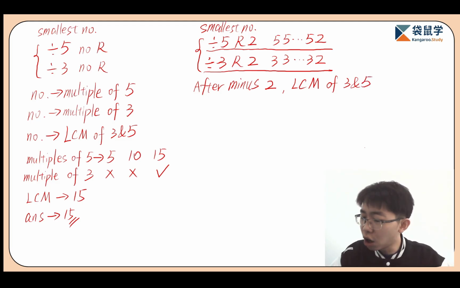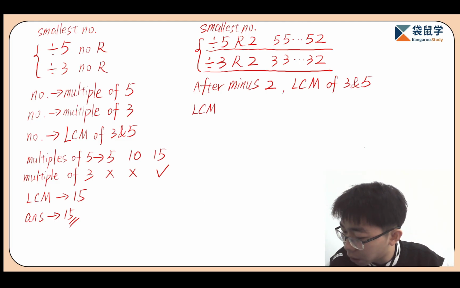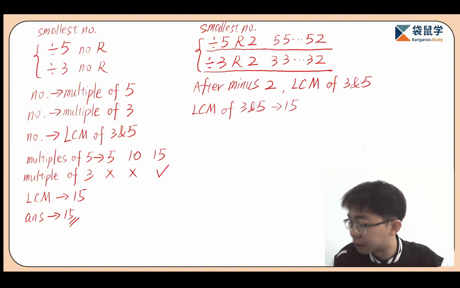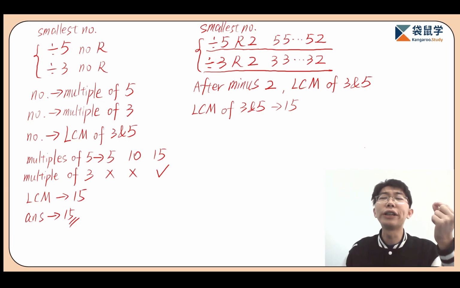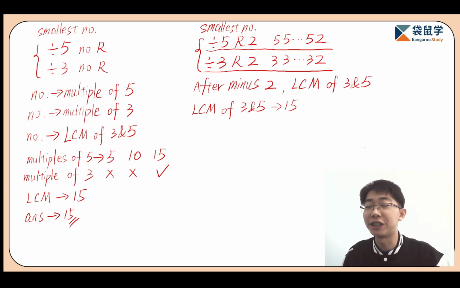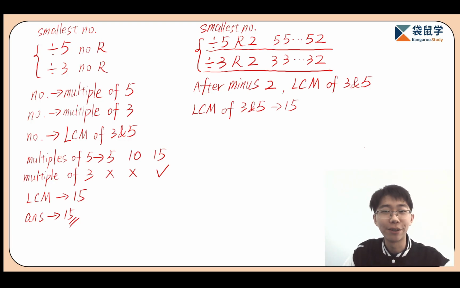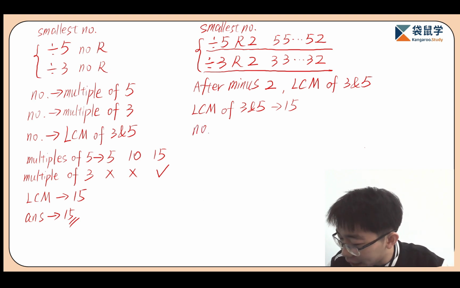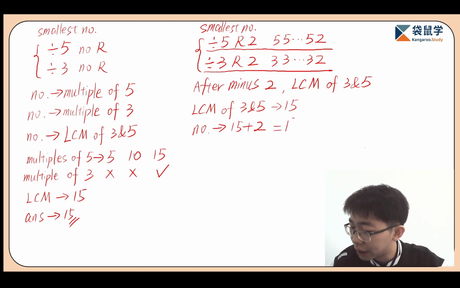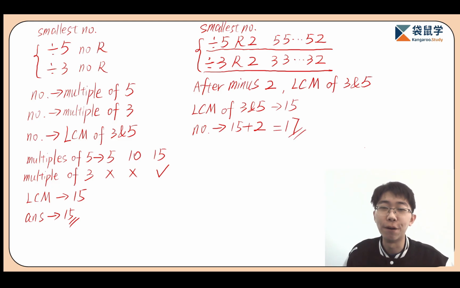Now we already know that the least common multiple of 3 and 5 is just 15. So that means our number when minusing 2 equals 15. What is our number? Our number is just 15 plus 2 back, equals 17. So that is the answer to this example.